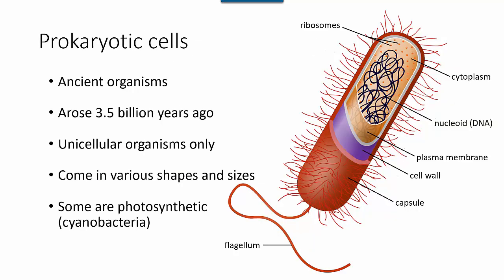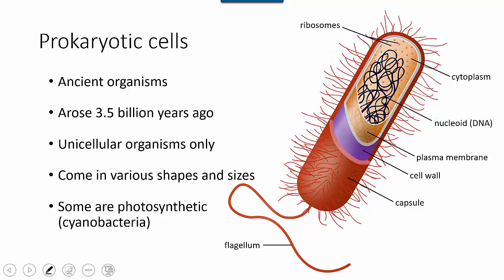Prokaryotic cells belong to ancient organisms, with some of the oldest known examples arising approximately 3.5 billion years ago. All prokaryotes are simple organisms, consisting of only a single cell. These unicellular organisms come in various shapes and sizes, and some, known as cyanobacteria, are even photosynthetic. For now, we'll concentrate on the structures of a typical bacterial cell.